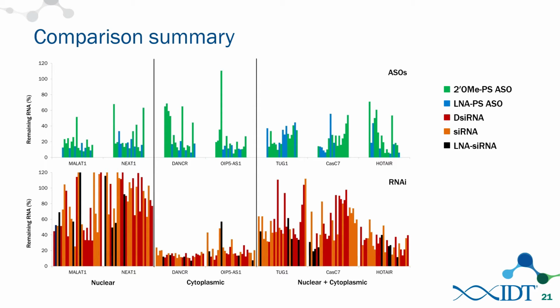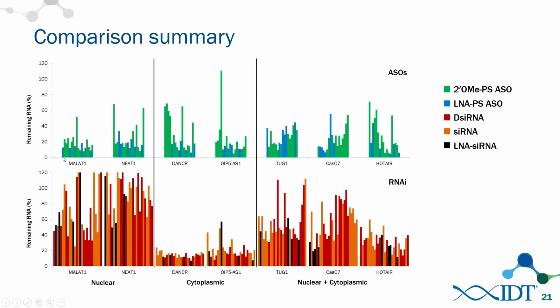So here's an overall comparison of both methods using only the 10 nanomolar dose. At the top of the graph are the antisense oligos, and the bottom are the RNAi reagents. For the antisense oligos, the green bars indicate the 2'-O-methyl PS gapmers. The blue are the LNA PS gapmers from Exiqon. For the RNAi reagents, the red bars are the dicer substrates. The orange are the 21-mer siRNAs, and the black bars are the silencer select LNA-modified siRNAs. On the left-hand side, we have the nuclear targets. In the middle, we have the cytoplasmic targets, and on the right, the dual localized long non-coding RNAs.